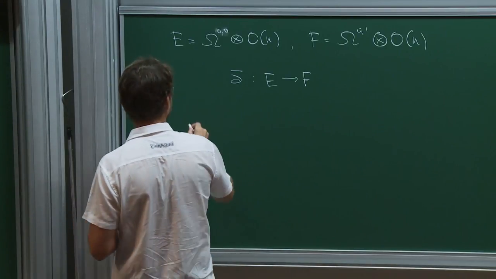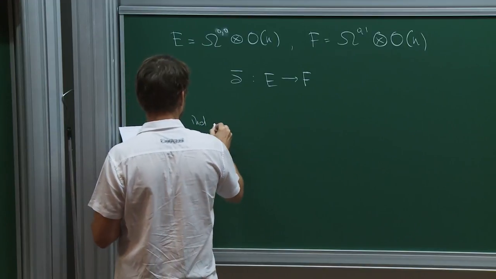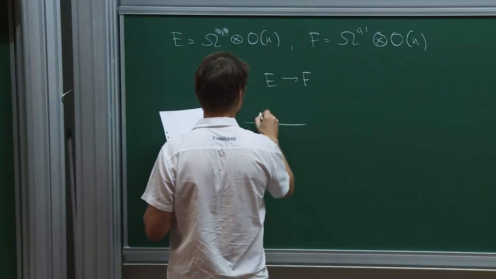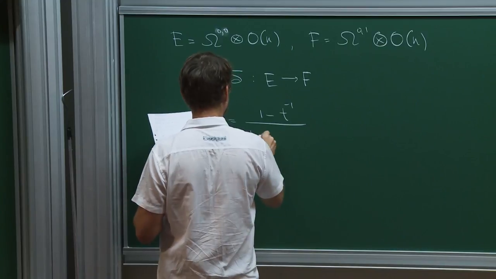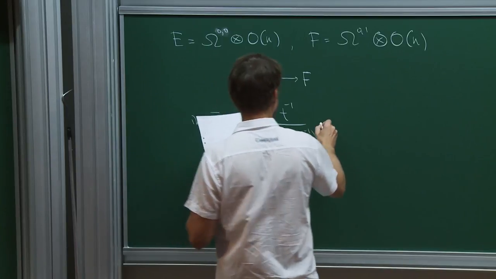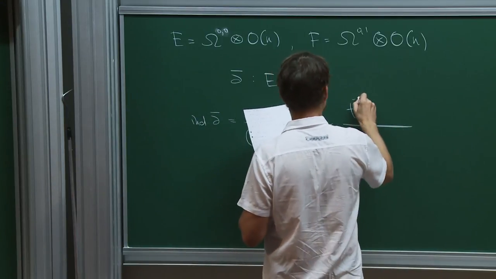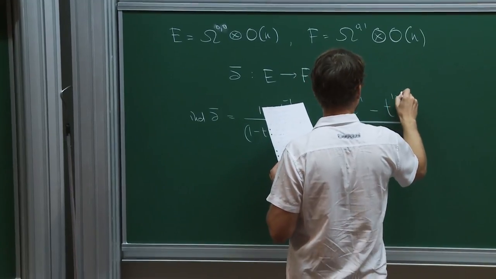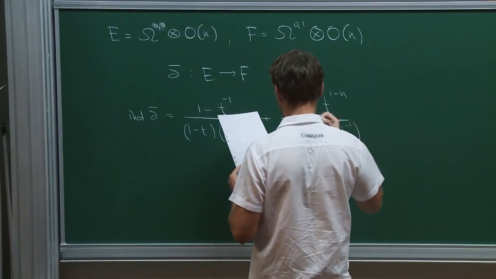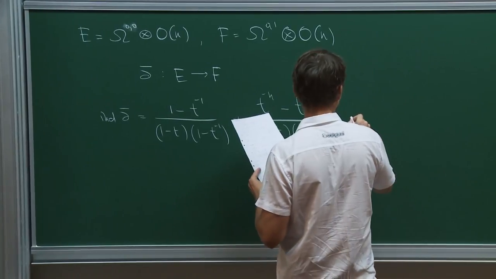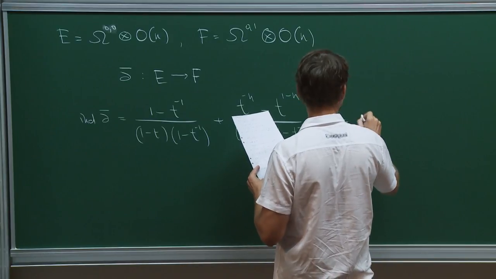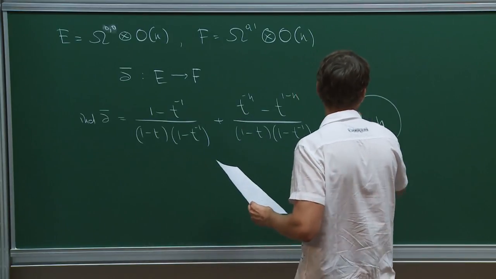So the index will be given by the following formula: 1 over (1 minus t^-1) plus t^-n over (1 minus t). And eventually, when we evaluate this, we will get 1 minus n. That's what I'm interested in.